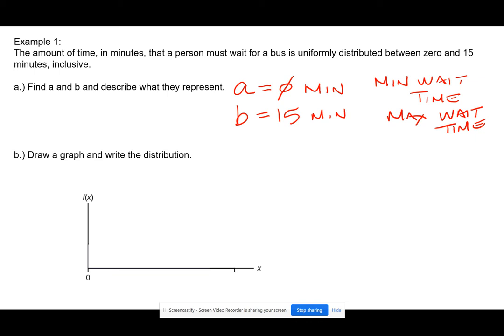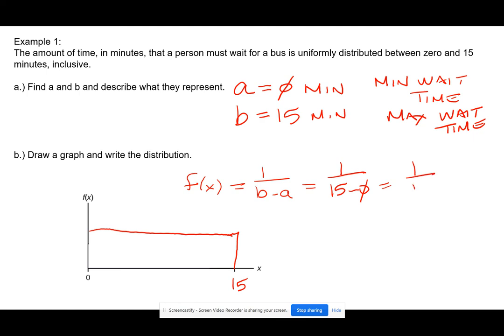Let's draw a graph of it, and then we'll write out the distribution. Well, we know the minimum's 0. We know the maximum here is 15. And we know it has a straight line that runs across like that. And the question is, what is the height of this, or what does our f of x equal? Well, we know in general that f of x is equal to 1 over b minus a, or in this case, that's going to be 1 over 15 minus 0, or just 1 over 15. What it means is that is the height of this line. This value where that horizontal line crosses the y-axis is 1 over 15.